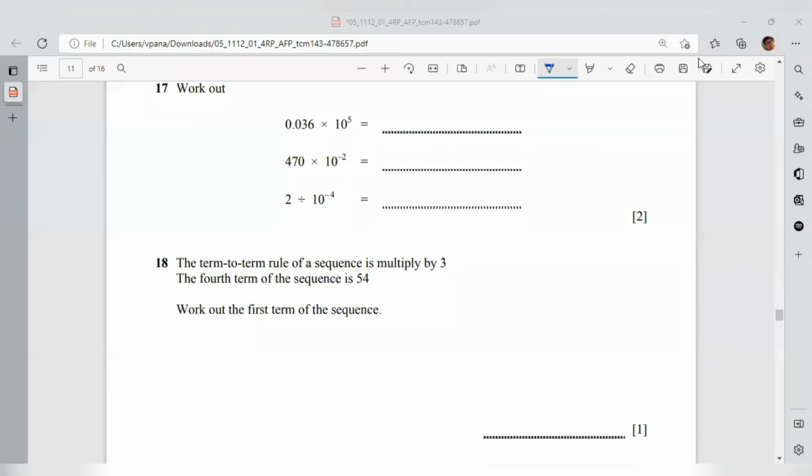0.036 multiplied by 10 to the power 5. So 3 decimal places are there, 2 more zeros. So answer is going to be 3600. 470 multiplied by 10 to the power minus 2 means actually we are dividing by 100. So this becomes 4.7. So when it is 2 divided by 10 to the power minus 4, 2 upon 10 to the power minus 4 is actually equal to 2 into 10 to the power 4. So which becomes 20,000. Just 4 zeros in front of 2.